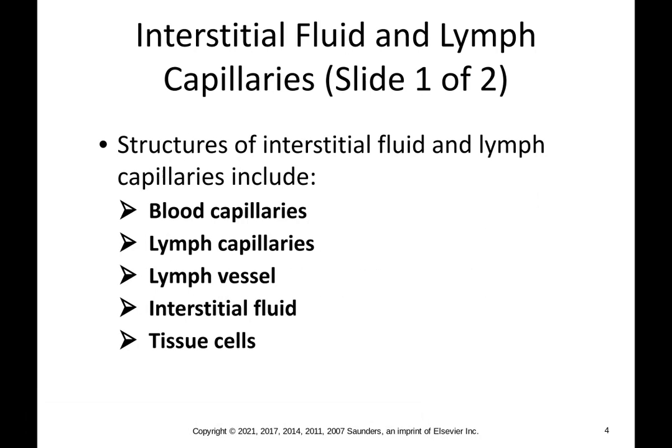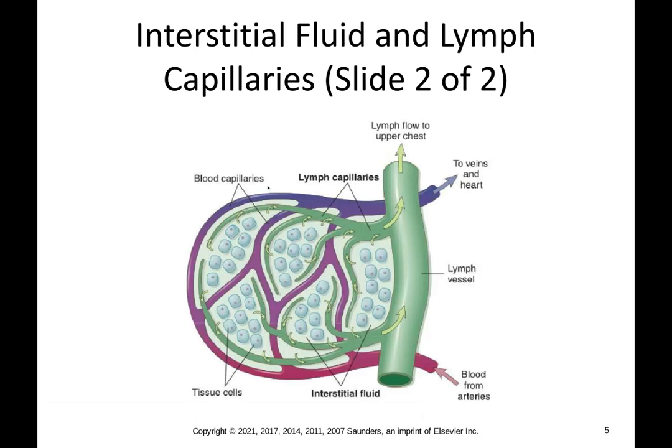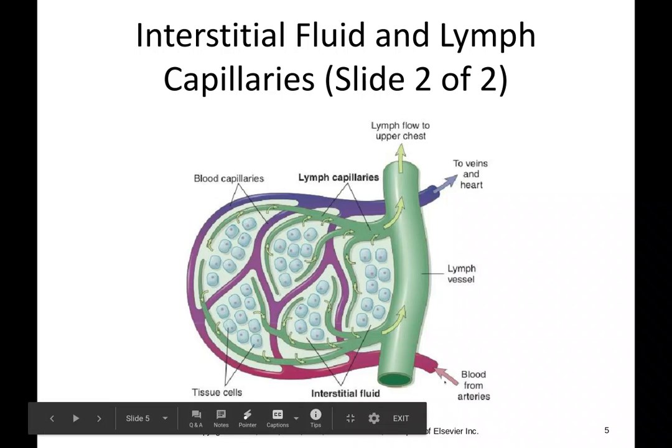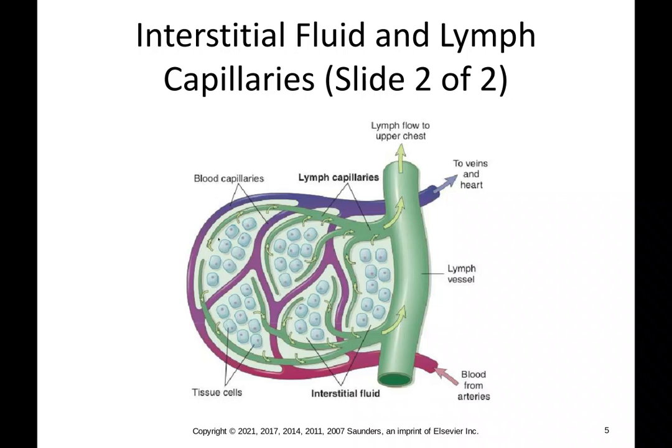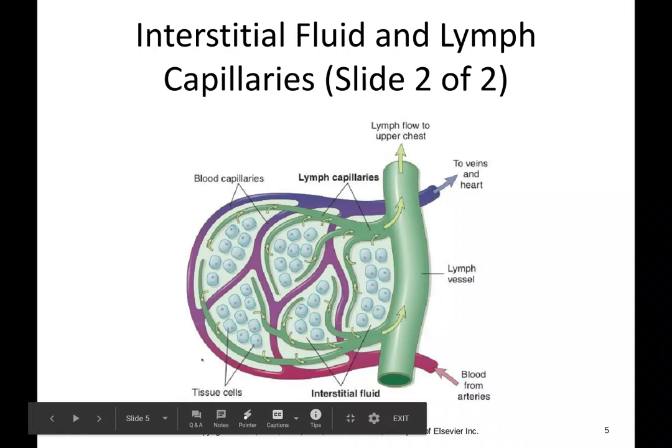So the structures of interstitial fluid and lymph capillaries are blood and lymph capillaries, lymph vessel, interstitial fluid, and tissue cells. So here's an illustration. Blood from the arteries, the tissue cells. Interstitial fluid is the light green, dark green is the lymph capillaries, and here's the blood capillaries intertwined, and then the blood makes its way to the veins and then the heart. And the lymph fluid flows to the upper chest.